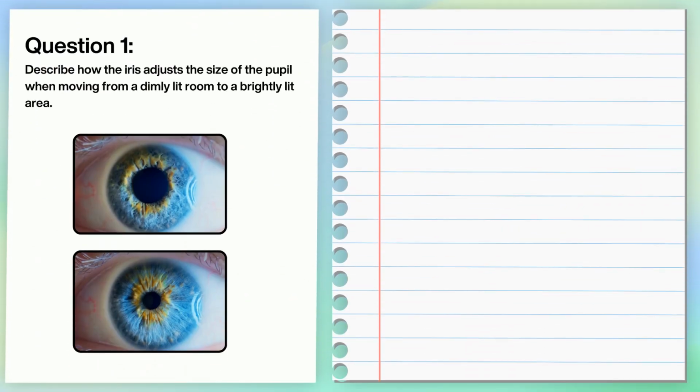Let's work through a question to apply our understanding of the eye's structure and function. Describe how the iris adjusts the size of the pupil when moving from a dimly lit room to a brightly lit area. Pause here to have a go. Now, let's go through the answer.